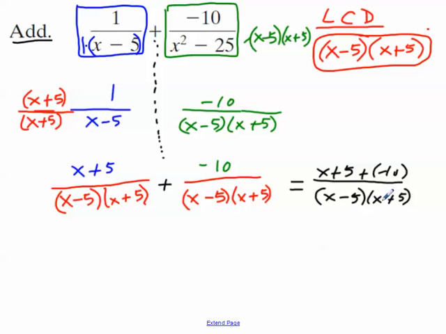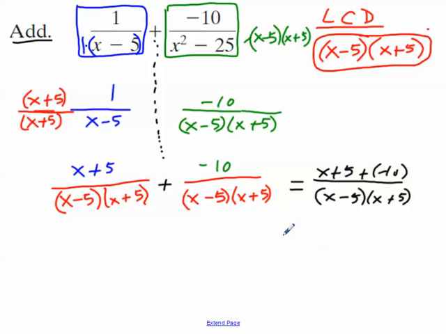The answer is no, because remember what we can cancel? We can cancel factors. So factors are multiplied together. So down here in my denominator, x minus 5 is a factor because it's multiplied by x plus 5. X plus 5 is a factor, it's multiplied by x minus 5. But up here, x plus 5 is added to negative 10. So this is not a factor. X is not a factor, 5 is not a factor, x plus 5 is not a factor. The entire numerator is a factor.